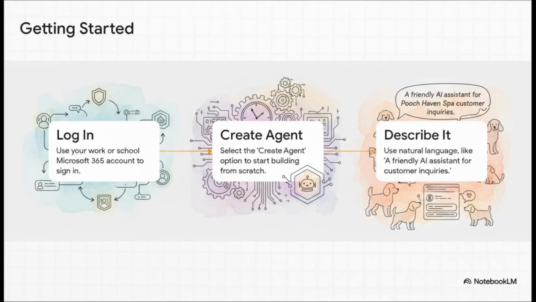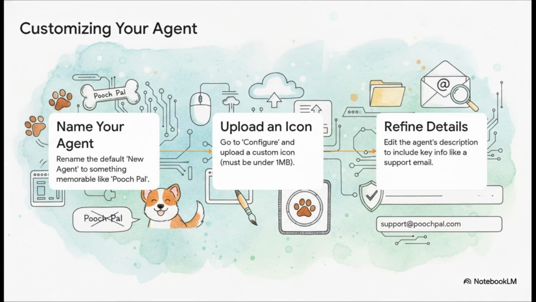First, you just log into Microsoft 365 Copilot with your work or school account. Then, you click Create Agent, and here's the magic. You just use plain English, just a simple sentence, to describe what you want. So like you see here, we'll just type, a friendly AI assistant for Pooch Haven Spa customer inquiries. That's it.